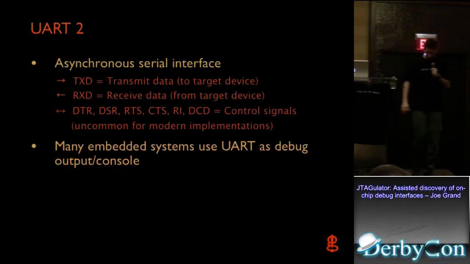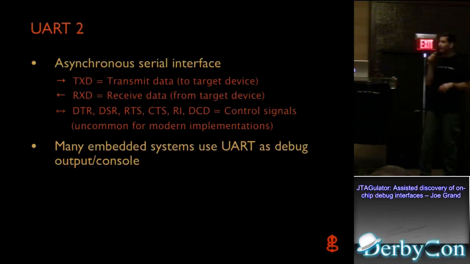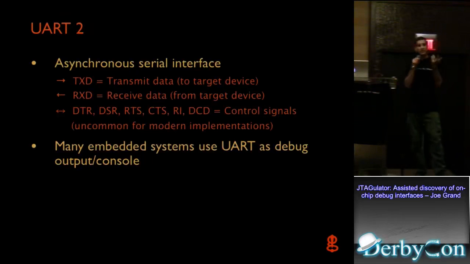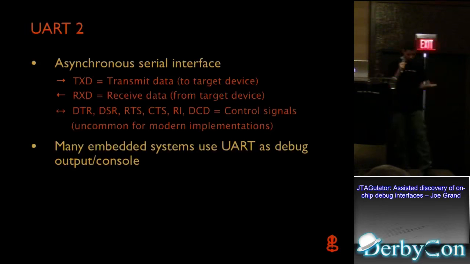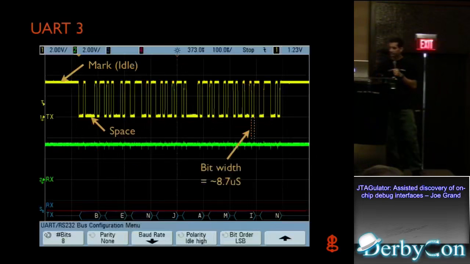Back in the day, we'd also have to use hardware handshaking and other control signals, but for most modern implementations, and normally we see these for debug outputs, or consoles or root shells, I'll give you a demo of that. You just use TX and RX, transmit and receive. So all we really need to do is send data on TX and see what comes back on RX, and if it looks like data, we'll save that in our list.